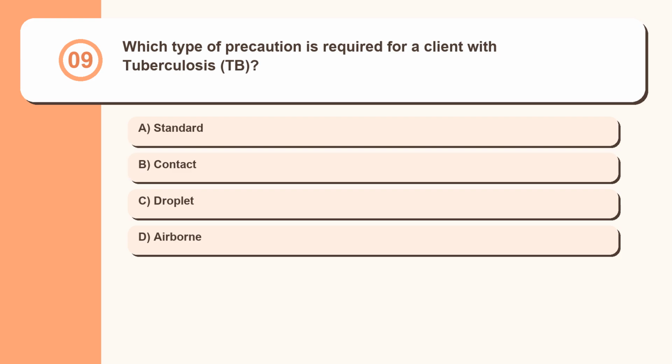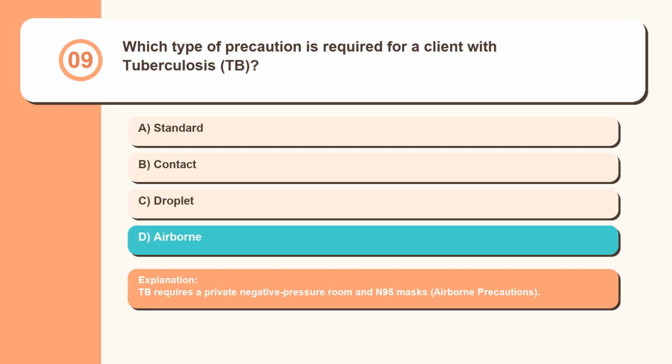Question 9. Which type of precaution is required for a client with tuberculosis, TB? Standard, contact, droplet, airborne. TB requires a private negative pressure room and N95 masks, airborne precautions.